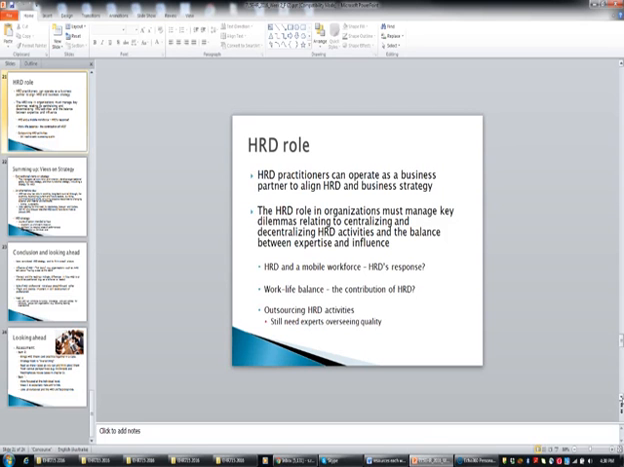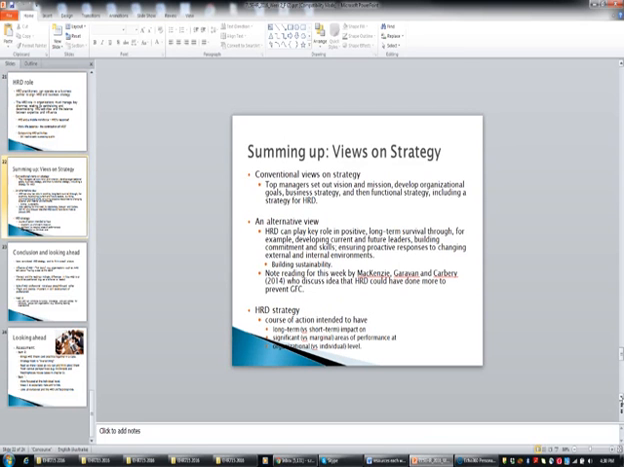we still need to be expert in this area so that we can oversee the quality. Okay, so summing up, there's conventional views on strategy where top managers set out the vision and the mission, develop the goals, the strategy, and then they see HRD as just fitting into that and working out the best way to contribute. An alternative view is that HRD plays a key role in a positive long-term survival through, for example, developing current and future leaders, building commitment and skills, ensuring proactive responses to changing external and internal environments. And really that's with the Harrods case that we do at the end for the final piece of assessment. These are some of the ideas that I would like you to be thinking through.